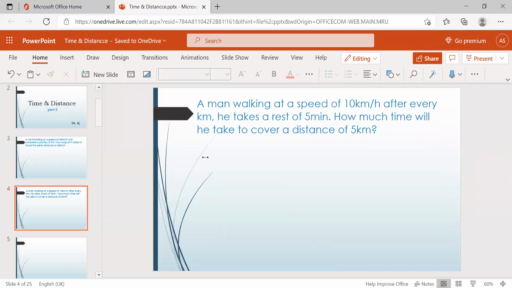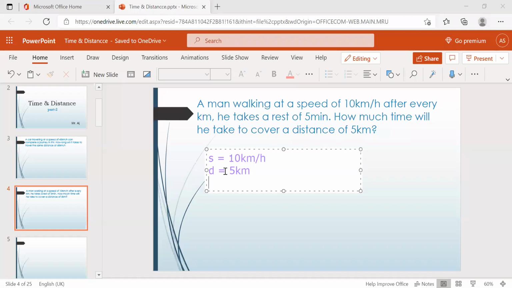Okay, what's the given data here? First of all, a man walking at a speed of 10 kilometers per hour. So speed S equals 10 kilometers per hour. And what's next they've given? Distance they've given. Distance is nothing but 5 kilometers.